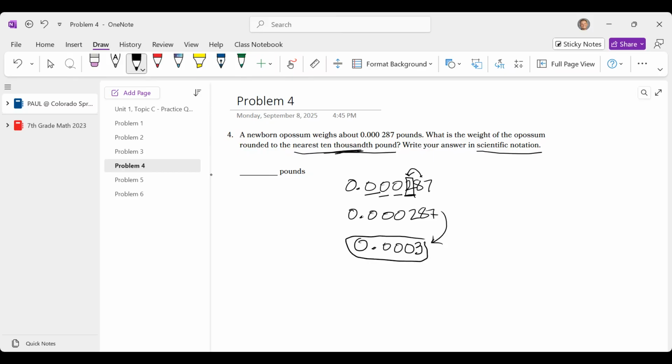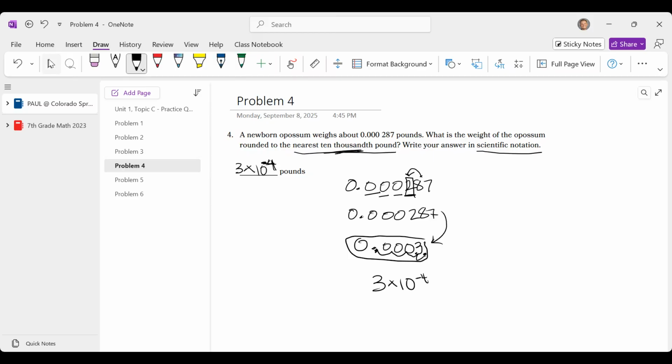So I've got 3 needing to be my base number, which will put the decimal here, and I'm going to move it until I get to this decimal over here. So 1, 2, 3, 4 times. So this is going to be written as 3 times 10 to the negative 4th. And we know it's going to have a negative exponent because this is a really small number. The weight of a baby possum is 10 to the negative 4th because it's a really tiny baby. All right, so that's number 4.